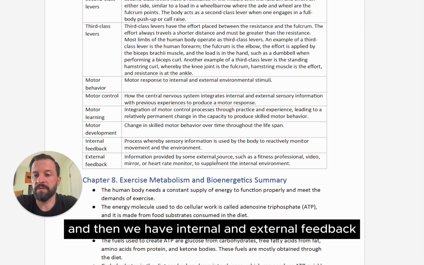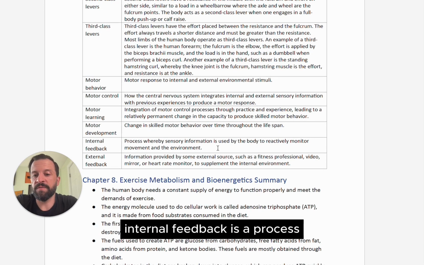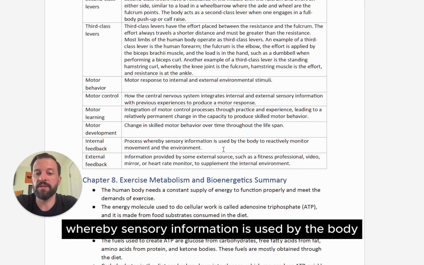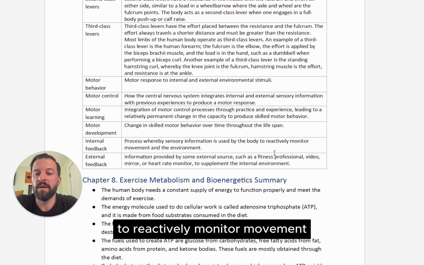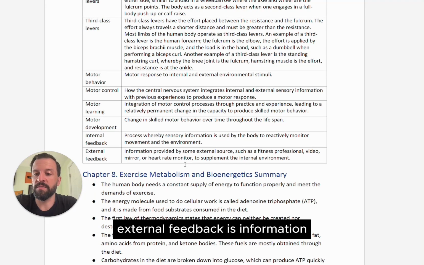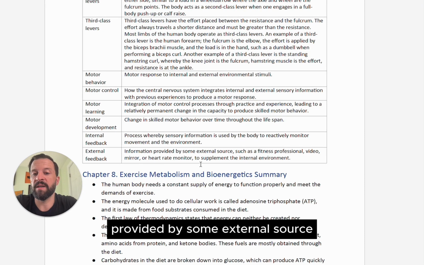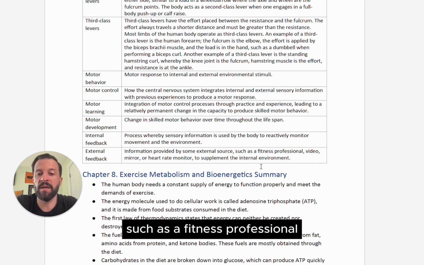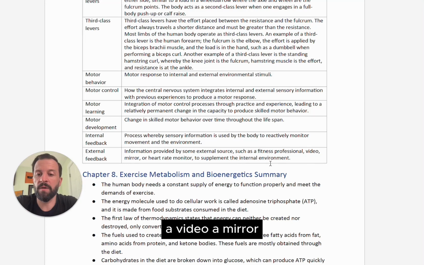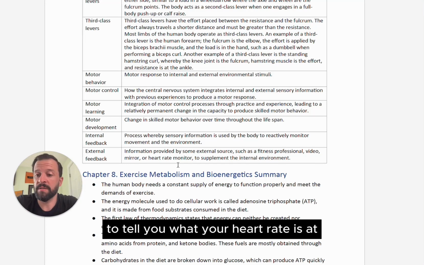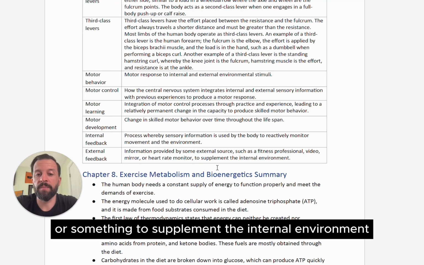And then we have internal and external feedback. Internal feedback is a process whereby sensory information is used by the body to reactively monitor movement and the environment, whereas external feedback is information provided by some external source, such as a fitness professional, your coach, your personal trainer, a video, a mirror, or a heart rate monitor to tell you what your heart rate is, something to supplement the internal environment.